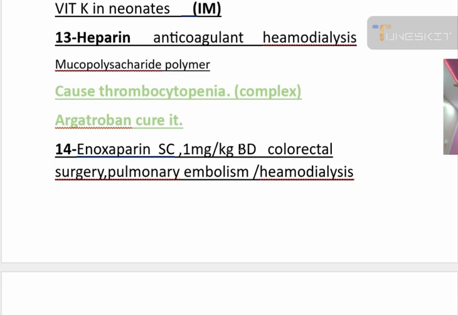Twice a day means there are 24 hours in a day, so you will divide it in 2 halves, 12 hours, 12 hours. Thrice a day, after 8 hours, 3 times a day. Okay. So 80 mg twice a day means 160 mg per day. Enoxaparin is mostly used for colorectal surgery, in pulmonary embolism and hemodialysis.